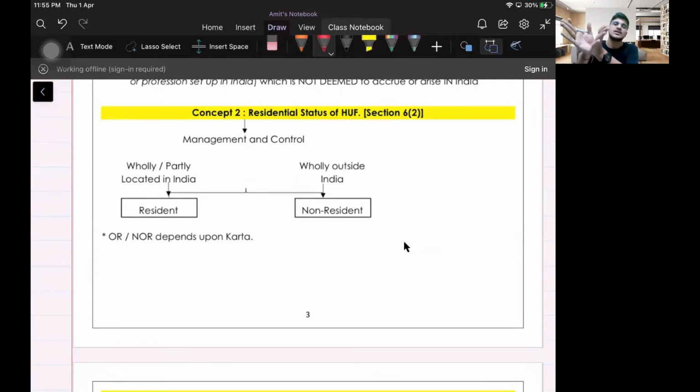Resident के लिए further bifurcation is required whether you are ROR और RNR. तो वो HUF के लिए कैसे समझेगा? तो उन्होंने बोला we'll have to see the residential status of Karta. Whether Karta is ROR, then HUF is also ROR. Whether Karta is RNOR, then HUF will also be RNOR. Perfect. It will be dependent upon the management and control of HUF.